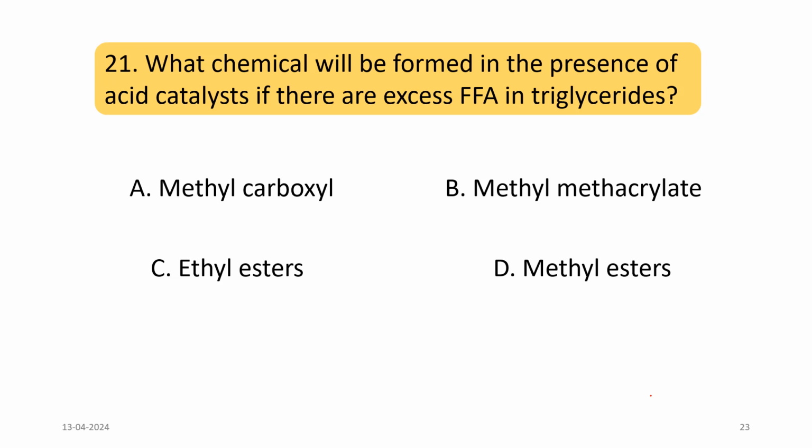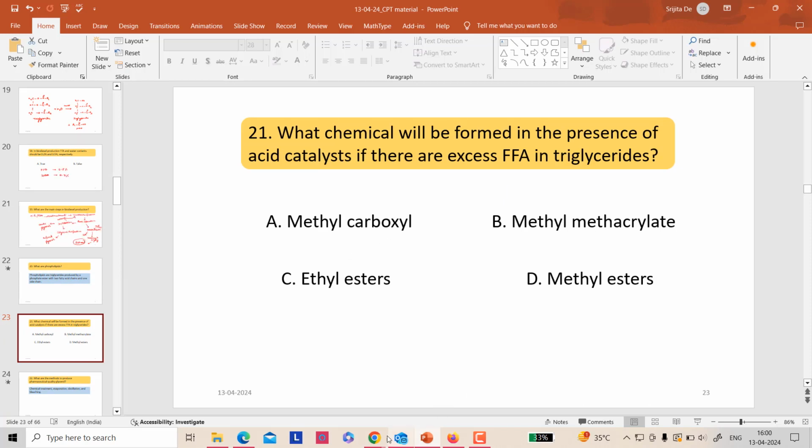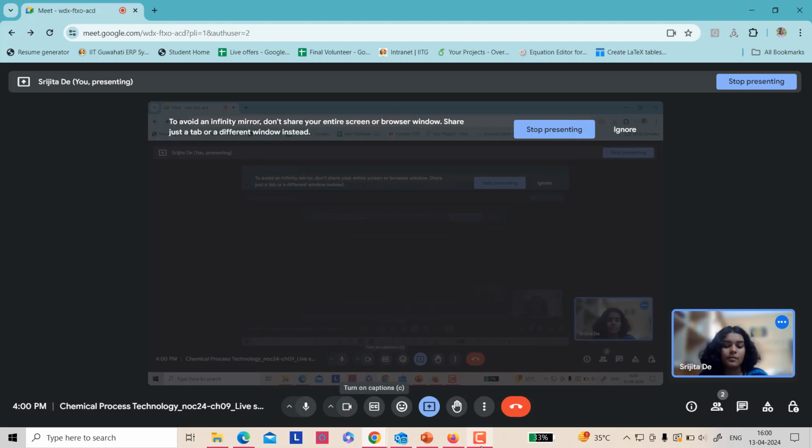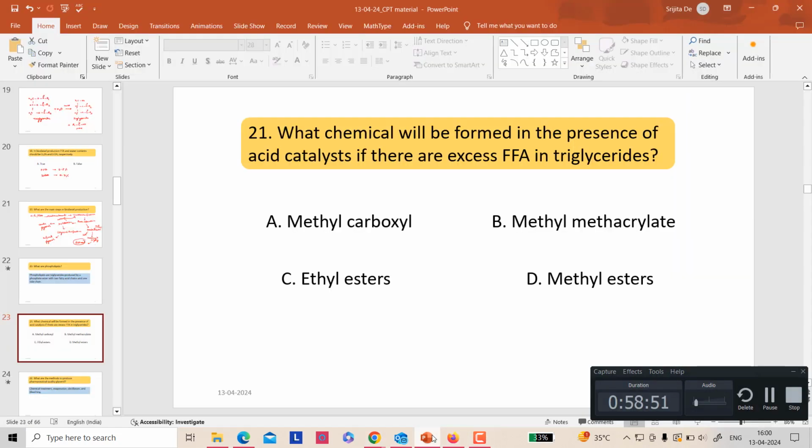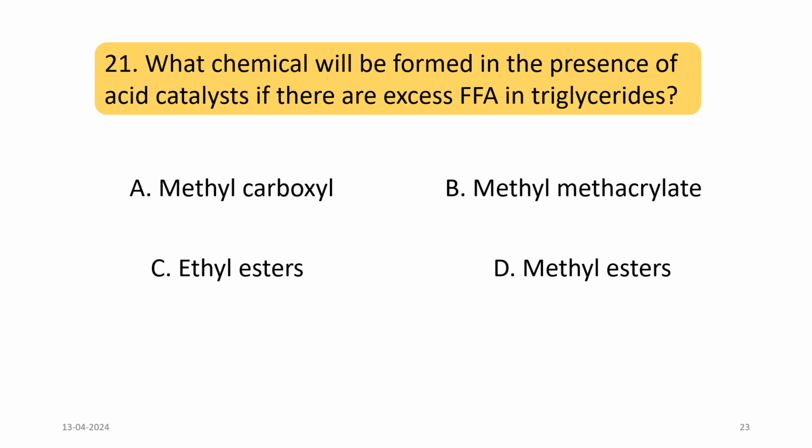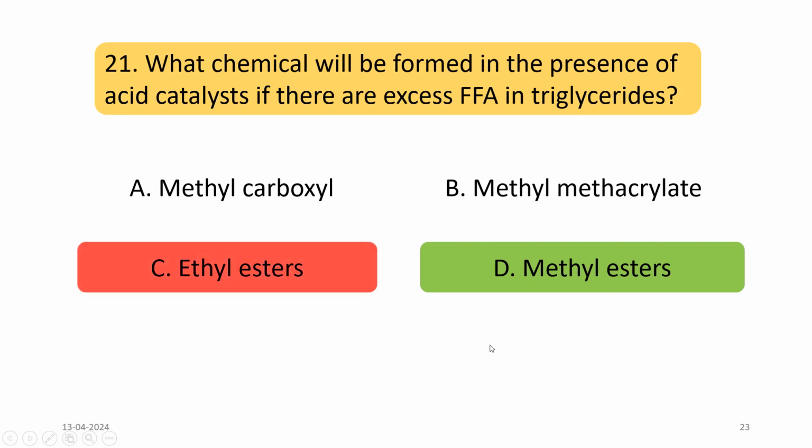So what chemical will be formed in the presence of acid catalyst? The answer is methyl esters. In the presence of acid catalysts, not the alkali-based catalyst, that is NaOH, if we use the acid catalyst in biodiesel production and there is excess FFA, free fatty acid, in triglycerides, it will lead to the formation of methyl esters. Okay, not ethyl ester. The answer is methyl ester.